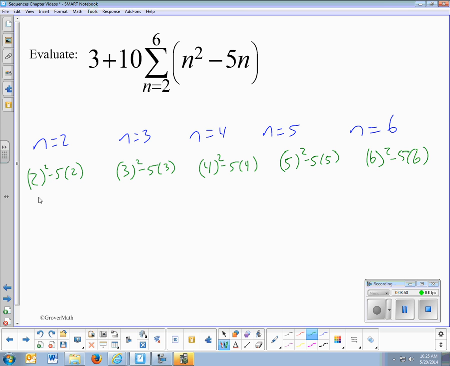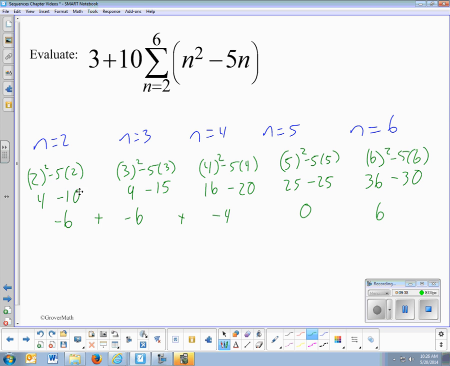And let's see, what do these come out to be? The 2 squared is 4, minus 5 times 2 is 10. 4 minus 10 is negative 6. 3 squared is 9, minus 5 times 3 is 15. 9 minus 15 is also negative 6. 4 squared is 16. 5 times 4 is 20. 16 minus 20 is negative 4. So I'm going to have a lot of negatives here. That's okay. 5 squared is 25. Minus 5 times 5 is minus 25. That is 0. And so I wouldn't be surprised if I end up with a positive over here. 6 squared is 36. Minus 5 times 6. 5 times 6 is 30. 36 minus 30 is positive 6.